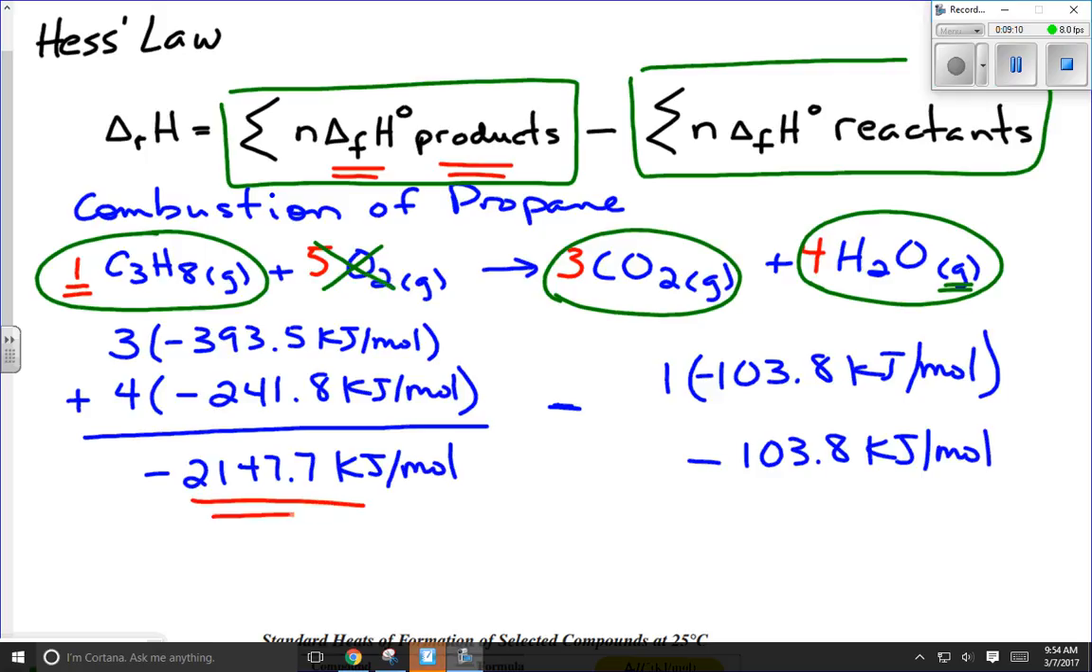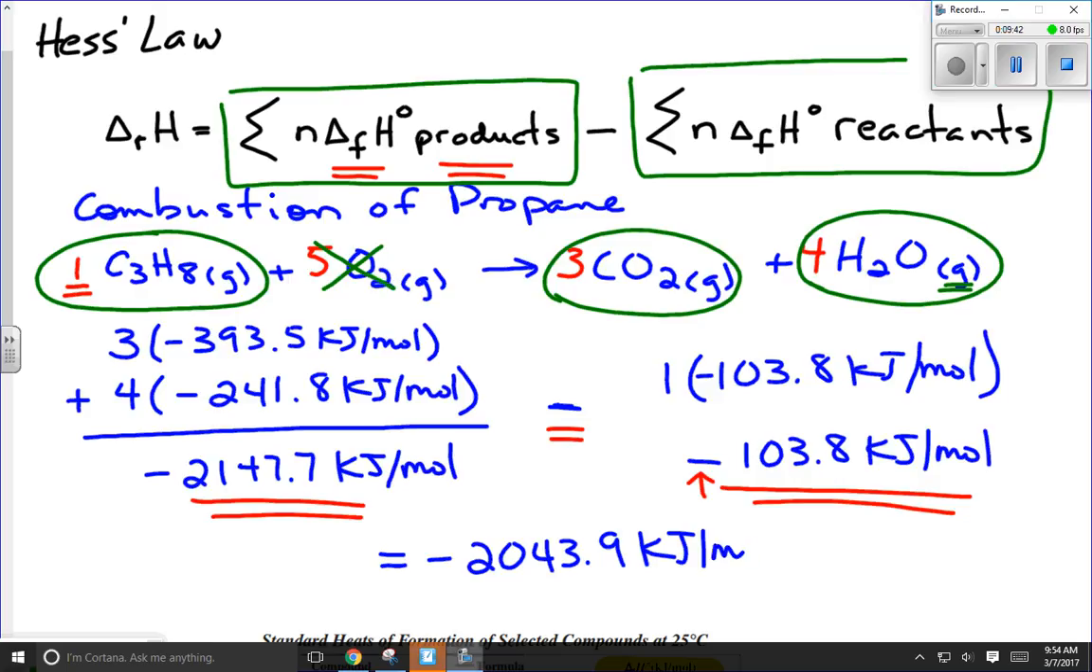So to get our final answer, we take this number, subtract this number. Keeping in mind, this is a negative number, so subtracting a negative is the same as addition. So I just need to take my previous answer and add to it 103.8, and I get a final answer. This is equal to negative 2,043.9 kilojoules per mole. And there we have our final answer of our calculation.